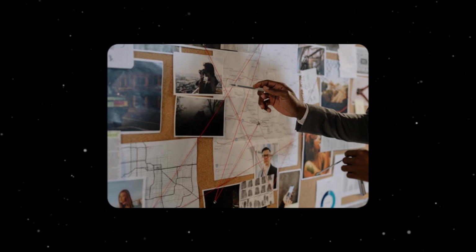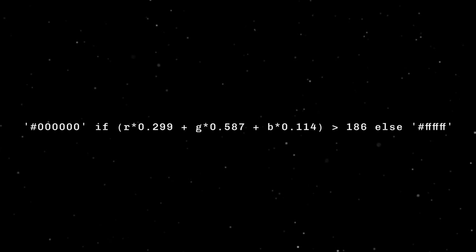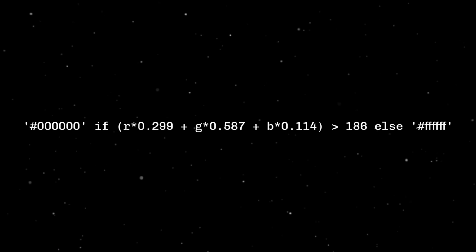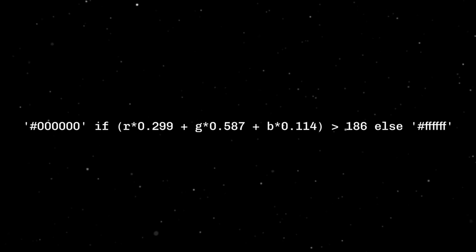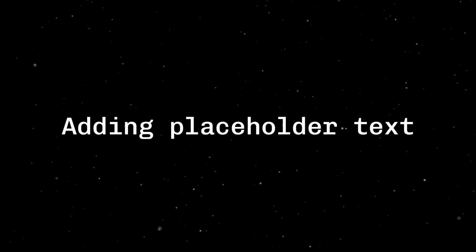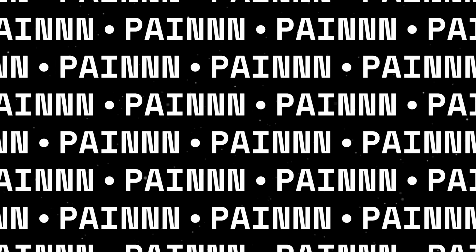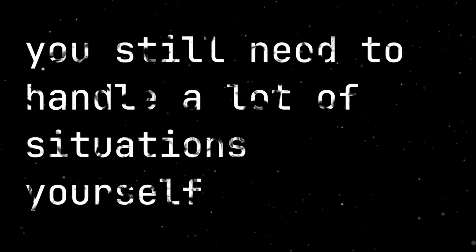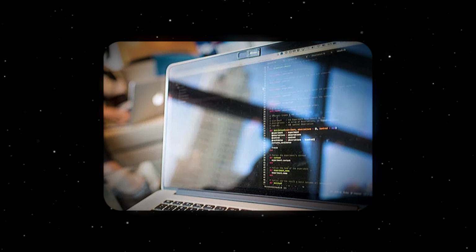I also made the app detect the background color and apply a foreground color accordingly with a formula that I got from ChatGPT. It works most of the time, or at least I think so. Placeholder text, love it or hate it, it does what it's supposed to do. Adding placeholder text in Tkinter can be a pain in the rear end. However, with a little help from ChatGPT, okay, maybe a lot of help from ChatGPT, I got it to work. You still need to handle a lot of situations yourself. If you don't spend 10 hours solving errors, then you are not a developer.